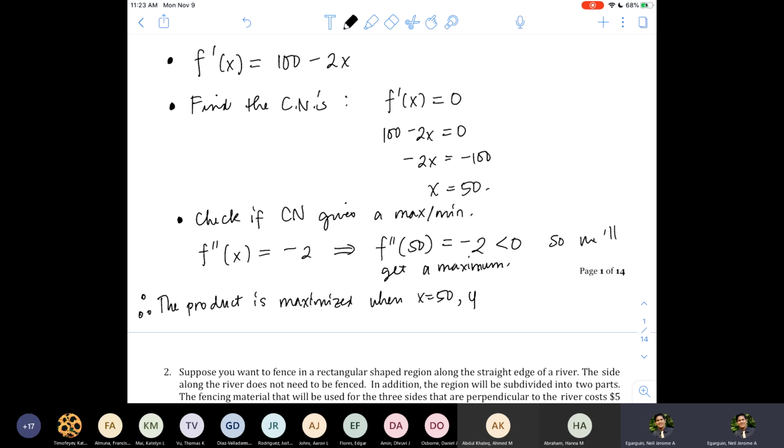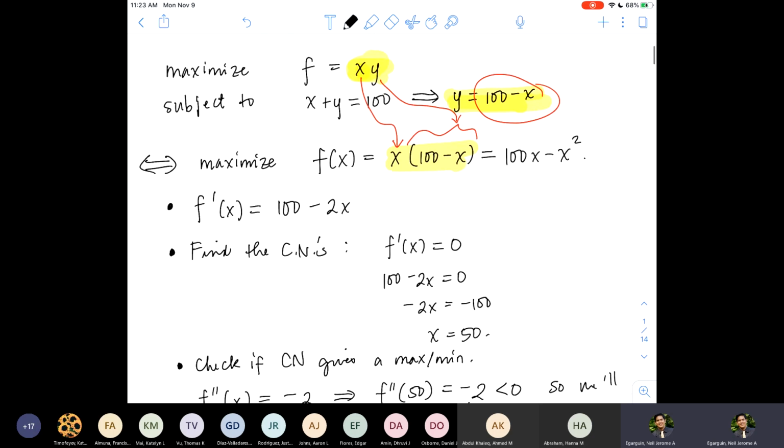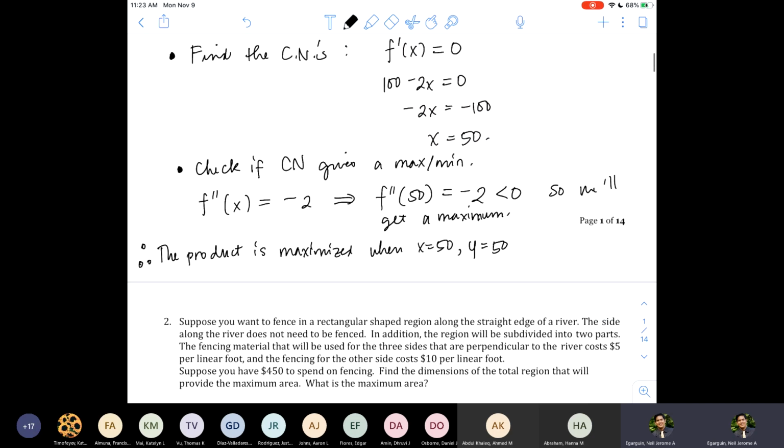And what would be the y value? If x is 50, then y will also be 50, right? Because the constraint tells us that y equals 100 minus x. So that's 100 minus 50. So y is equal to 50. So the maximum product is 50 times 50, which is 2500, right?